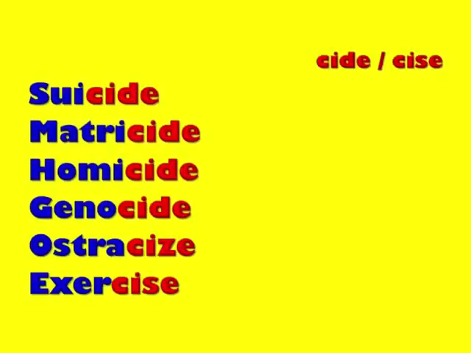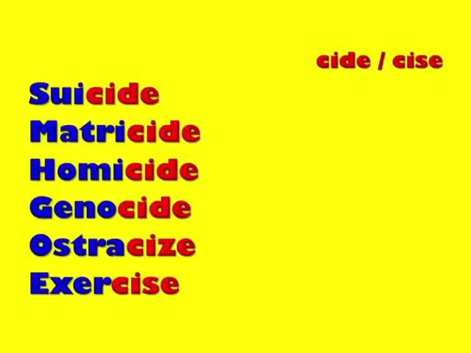Suicide is a word in English containing two roots, sui serving here as a prefix for self. Suicide is to kill oneself. By that logic, matricide, matri is a prefix here from a root word that means mother. Matricide is to kill one's own mother.